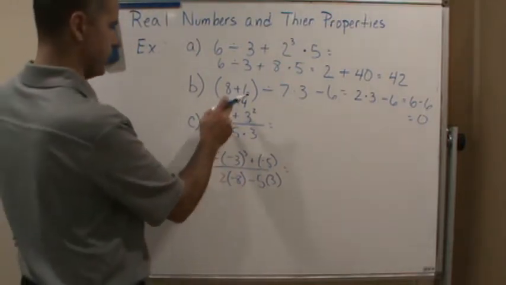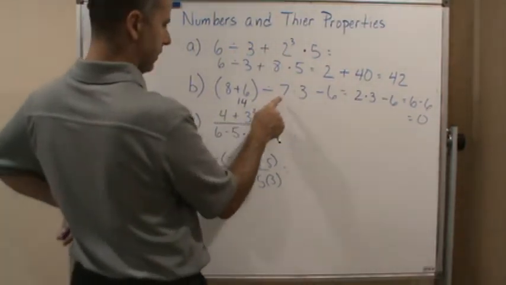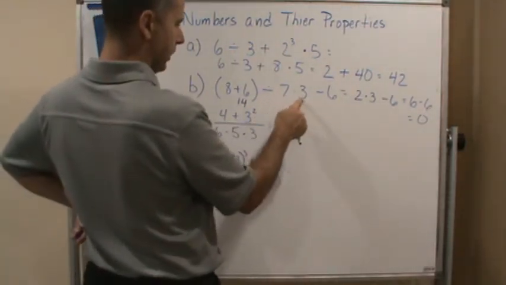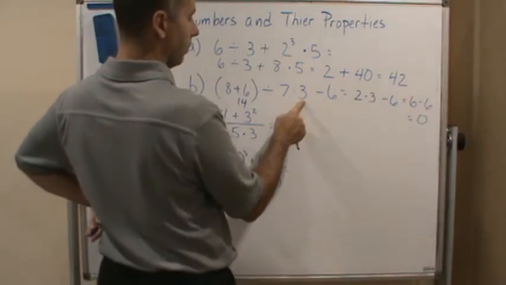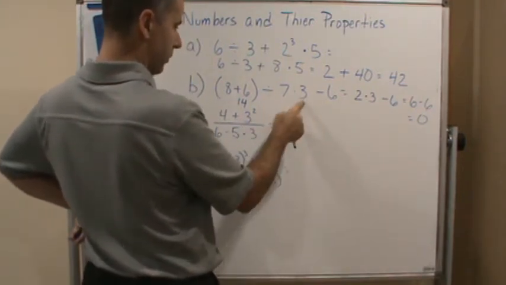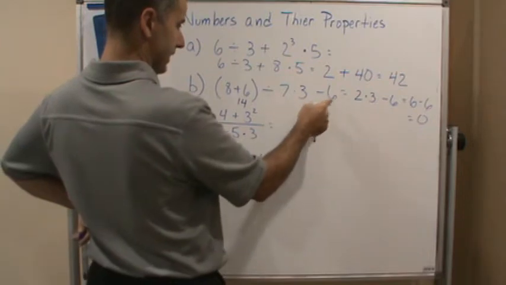So this is 14, and then do 14 divided by 7, which is 2, times, actually times 3, which is 6, minus 6 is 0.